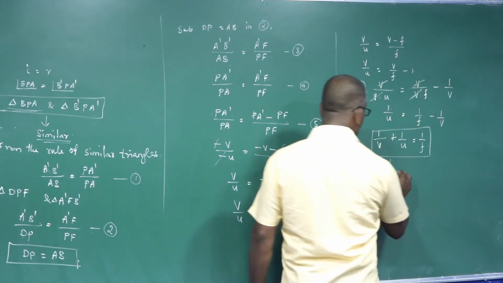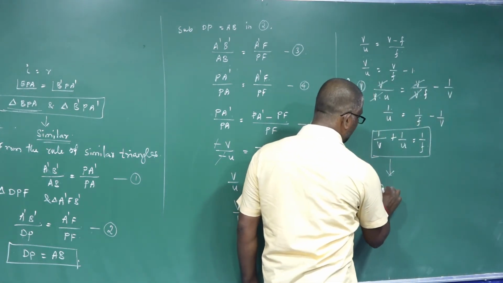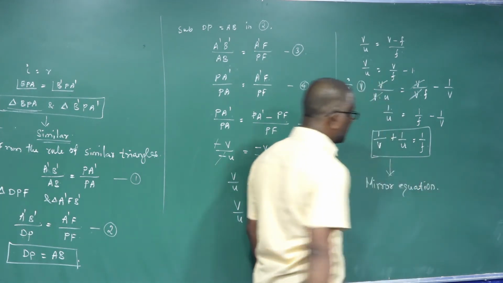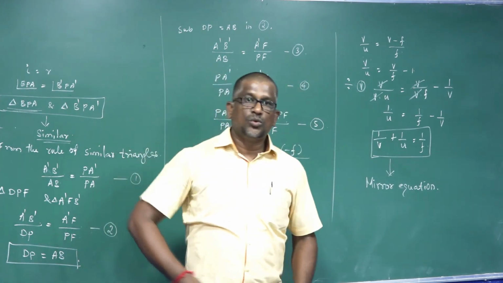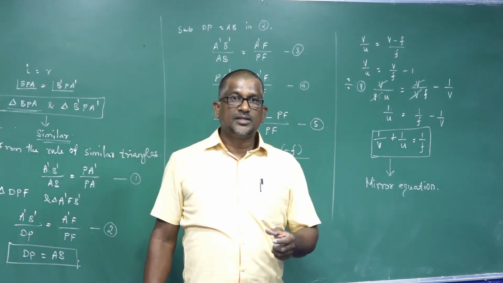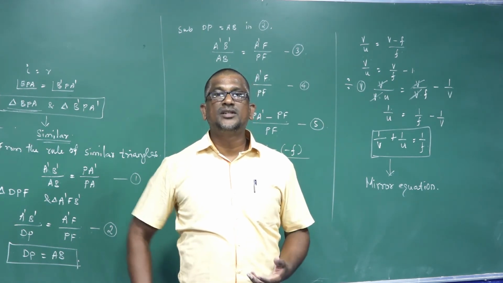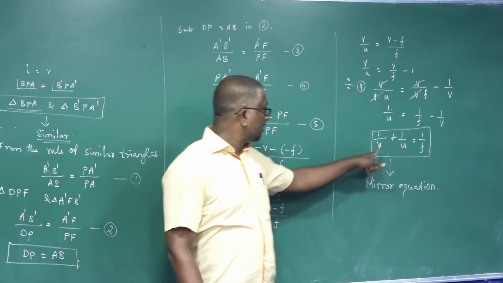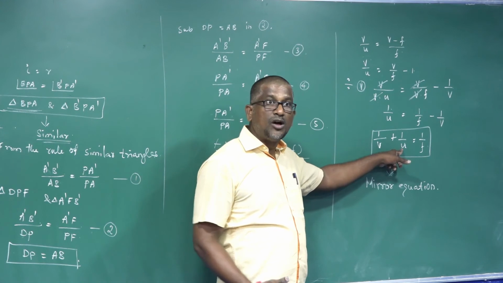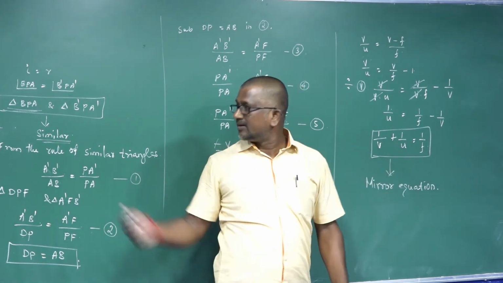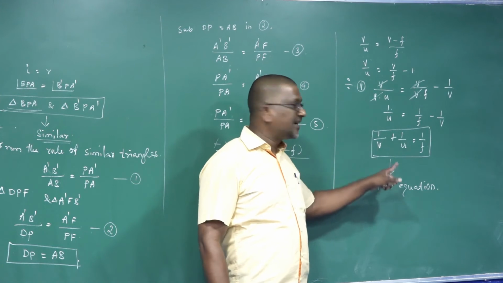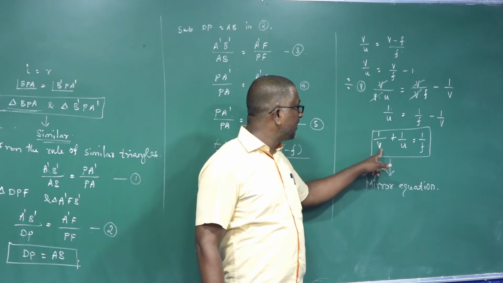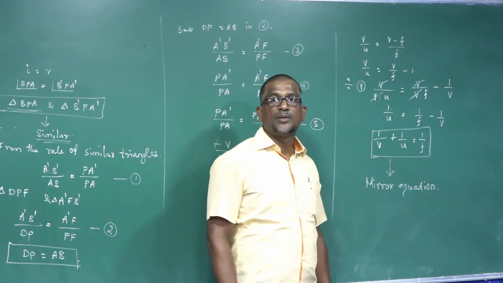So this equation is called the mirror equation. Already I told what is meant by mirror equation. The relation connecting image distance, object distance and focal length of a spherical mirror is known as the mirror equation. Here V is the image distance, U is the object distance and F is the focal length of a given spherical mirror. The mirror equation is 1 divided by V plus 1 divided by U is equal to 1 divided by F.